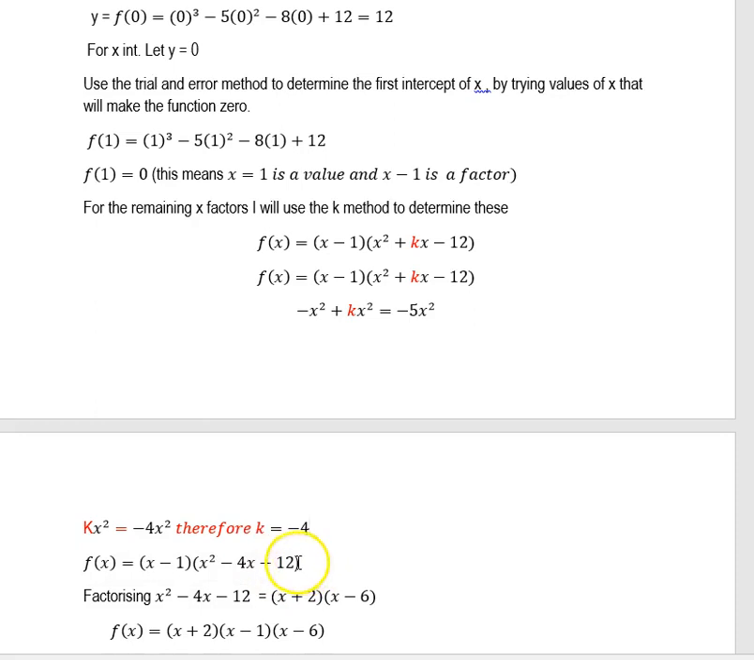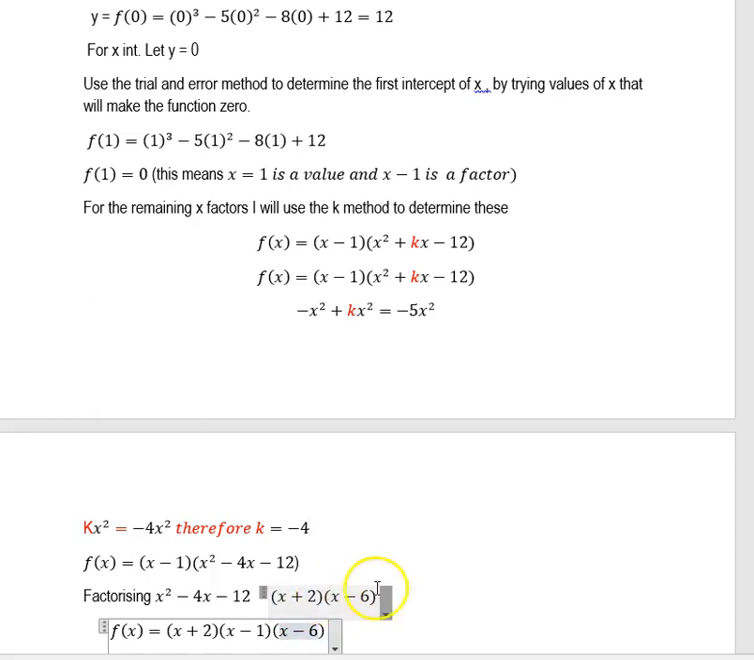Now, this is the second factor you're looking for, but because it's a quadratic expression, we need to factorize. So if I factorize that, the factors of minus 12 as a product that give me negative 4 when I add are 2 and minus 6. 2 times minus 6 will give you minus 12. 2 plus minus 6 will give you minus 4. So those are the factors. So I have the remaining 2 factors I'm looking for.